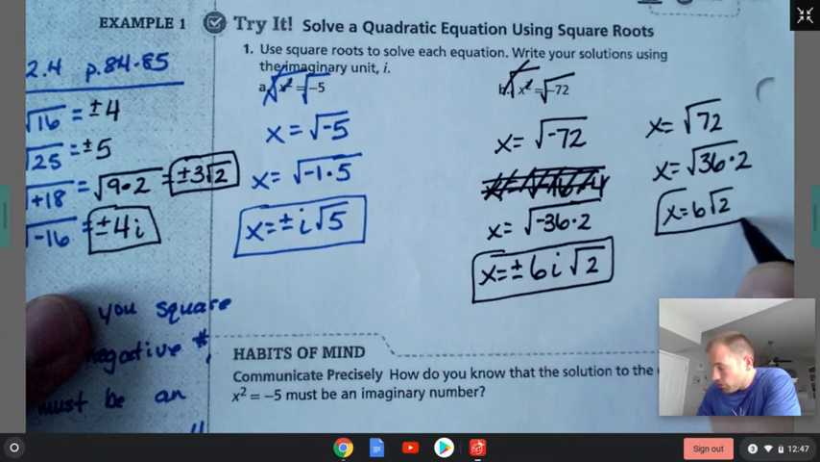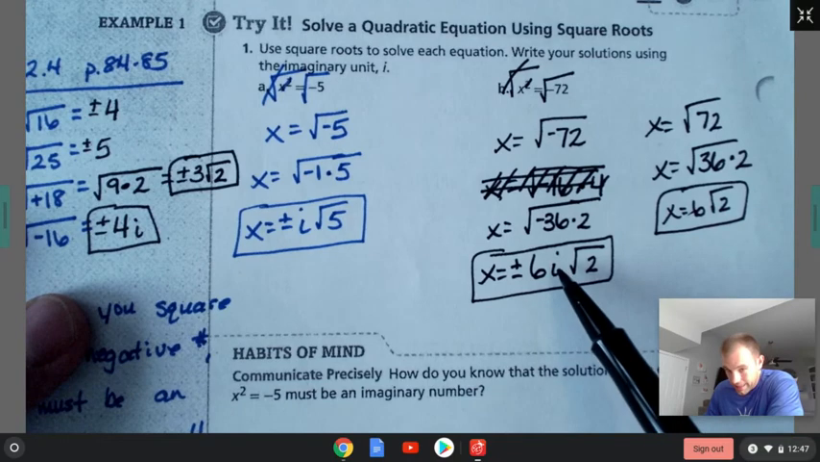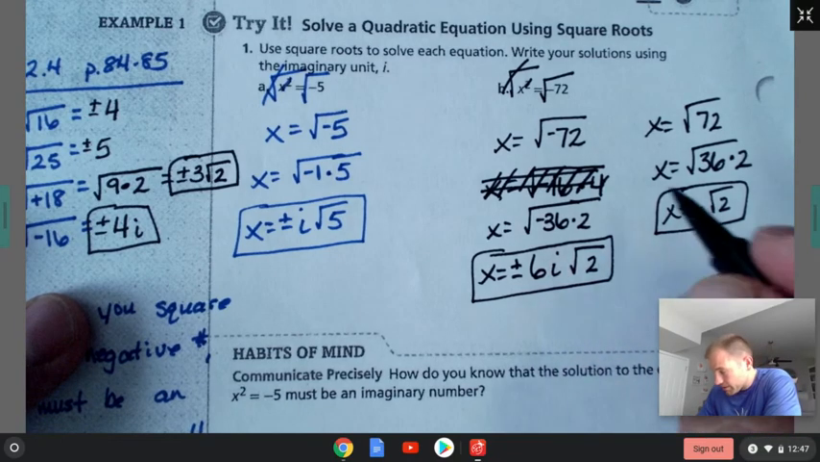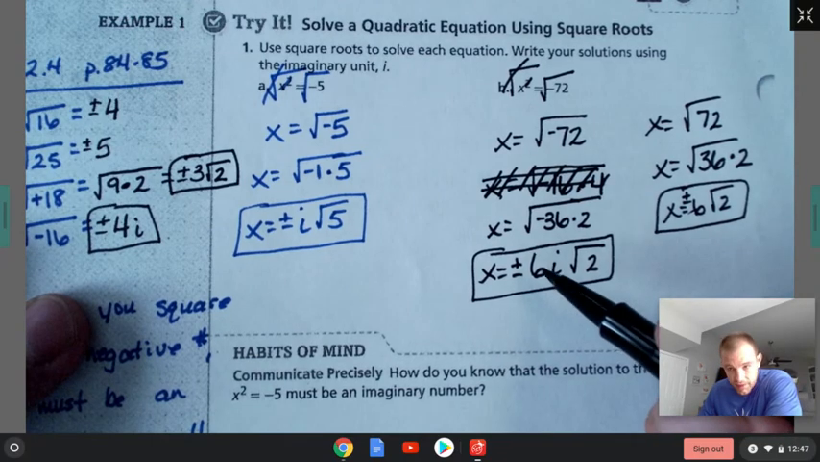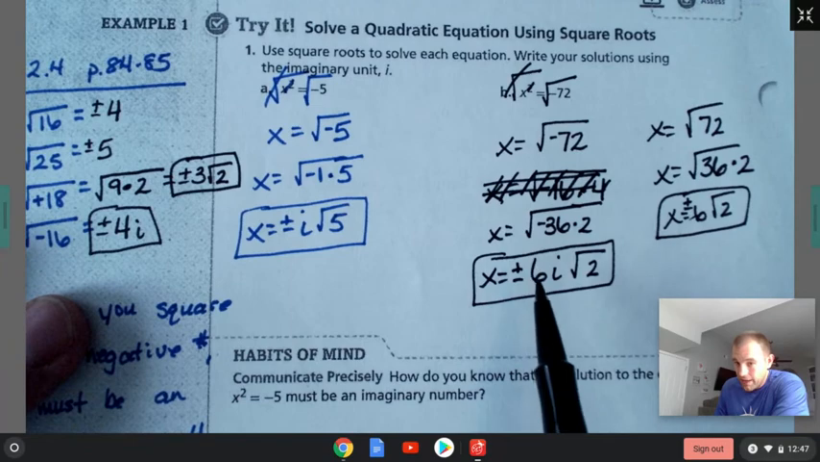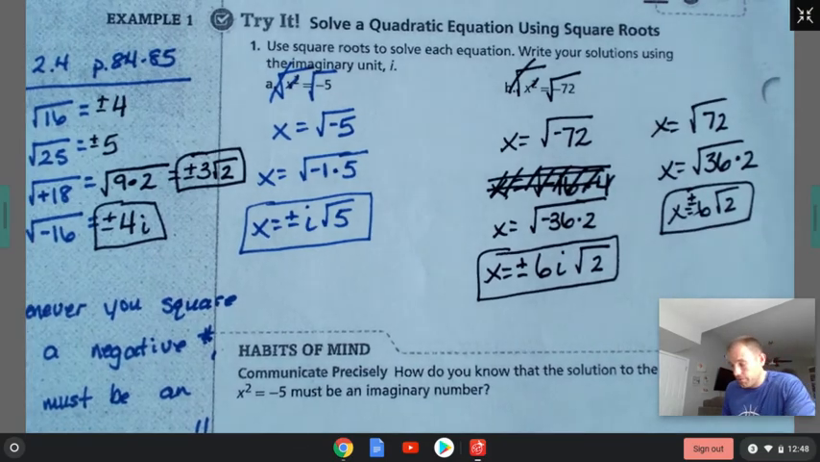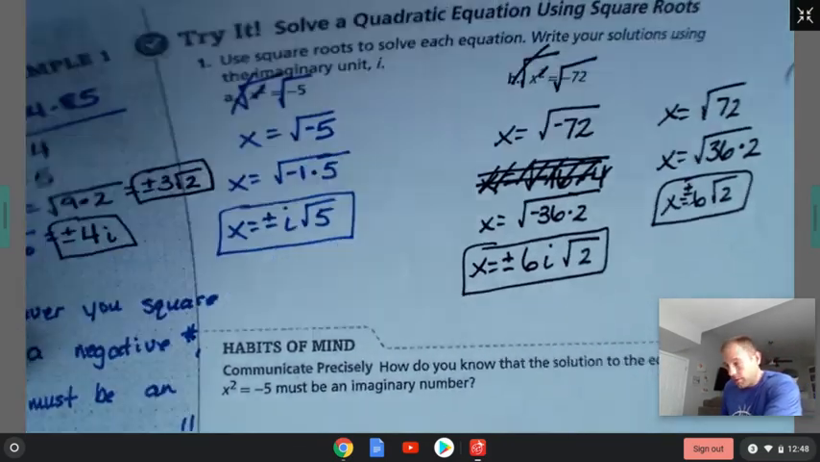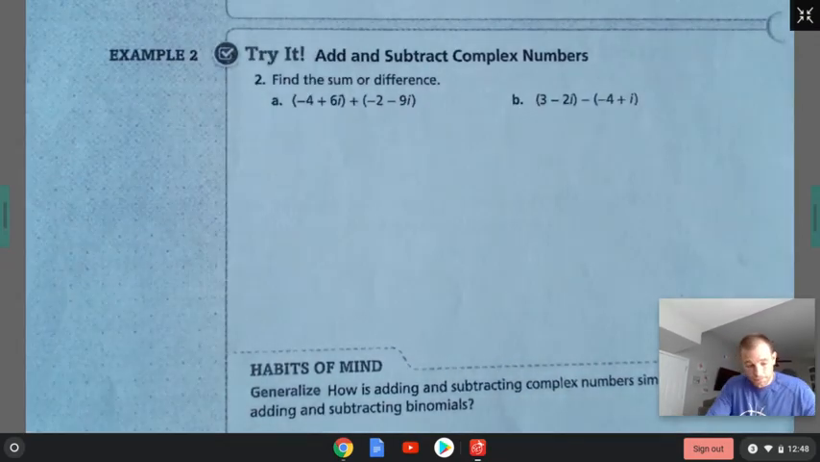So notice the only difference between these two answers, right, is this one has an i, this one doesn't. It still has the plus or minus, it still has the 6, it still has the square root of 2, but since that's negative, I have to put i in front, okay? That's the only thing that changes when you're doing negatives under a square root, all right? Okay, the next thing we're going to talk about is how you add and subtract these, all right?